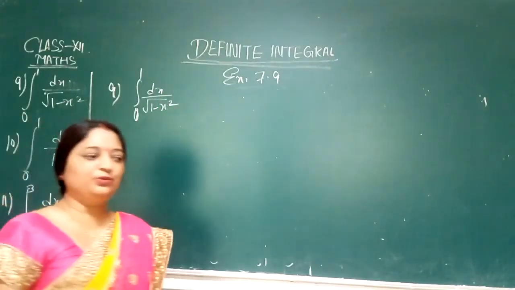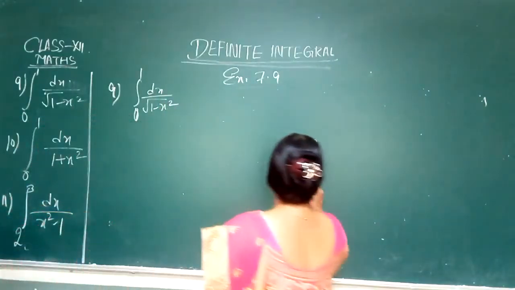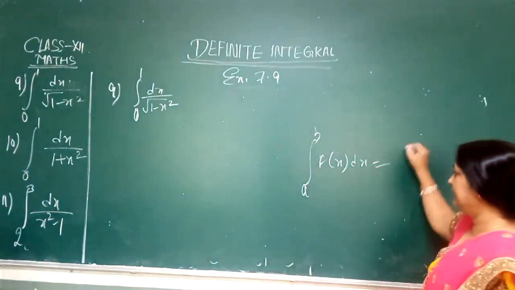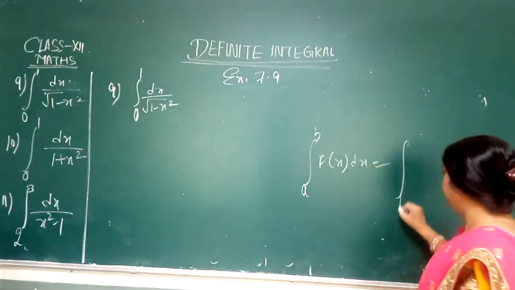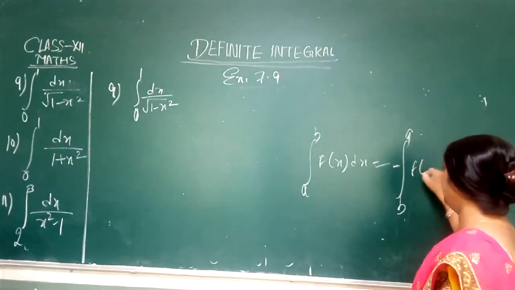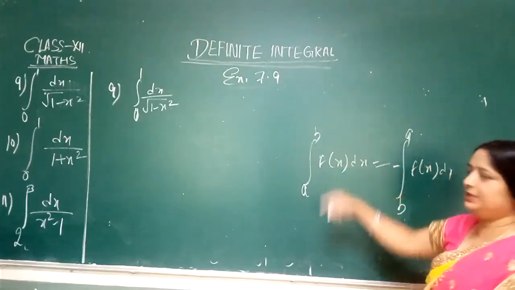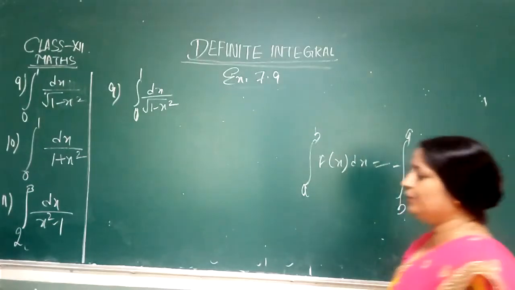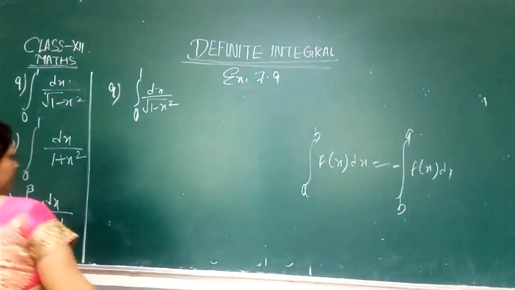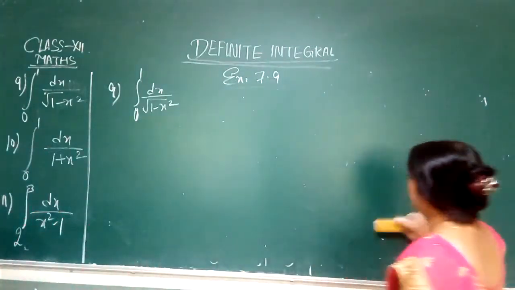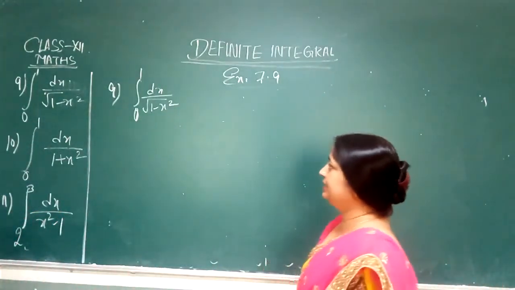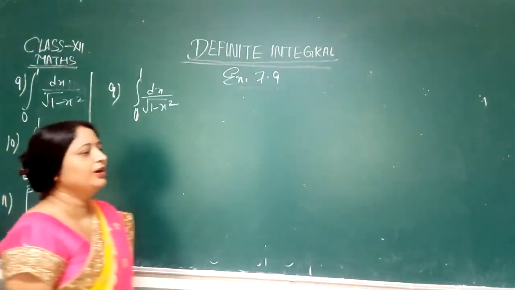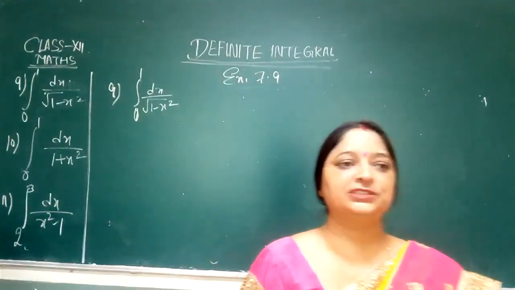Now students, I want to tell you one thing more. If you are changing the limit a to b f of x dx, in properties I will tell you, then this will change. This is the property. In properties I will tell you this one. Now integration of 0 to 1 dx root 1 minus x square. You know that this is the integration of 1 upon root 1 minus x square. This is the formula.